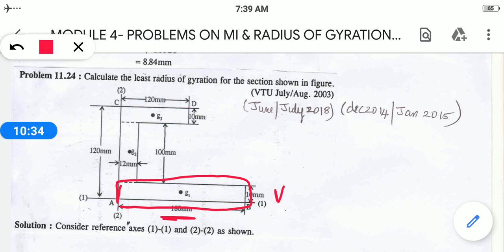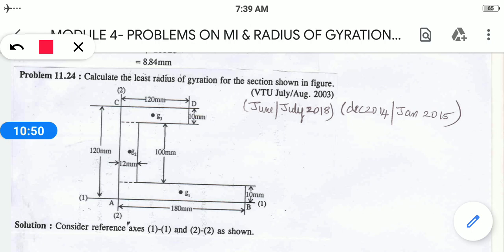Then what will be the x distance? It will be equal to x divided by 2, that is 100 divided by 2, which is equal to 50. What will be the y distance? 10 divided by 2. That will be equal to 5 mm. This is for your first case.